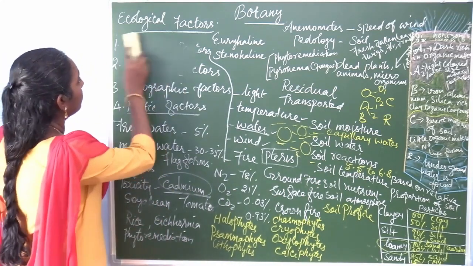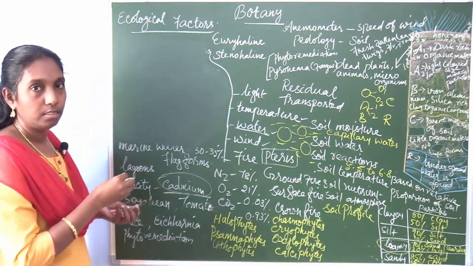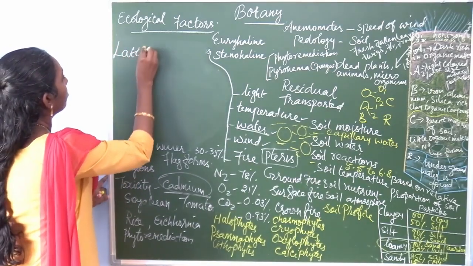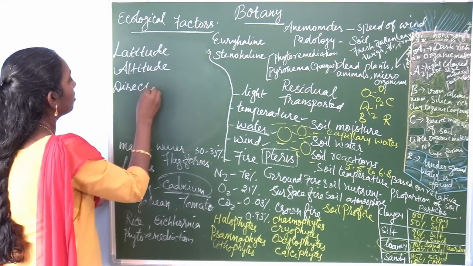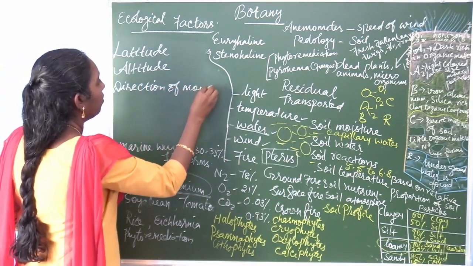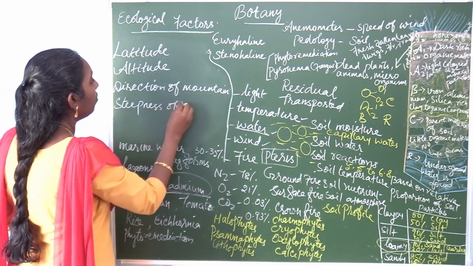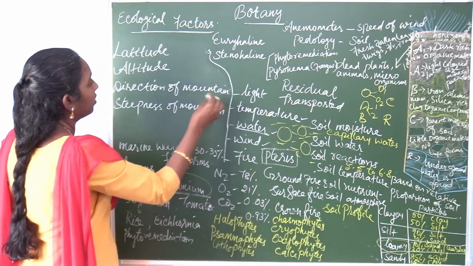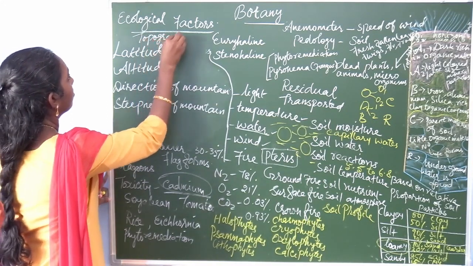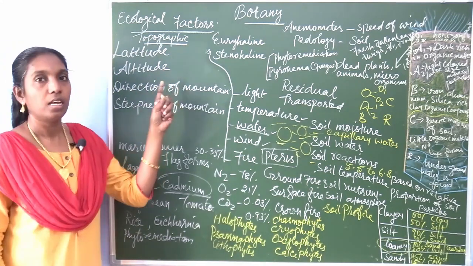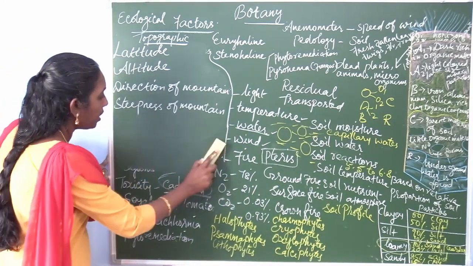These topographic factors mainly include latitude, altitude, direction of mountain and steepness of mountain. Based on these topographic factors, the vegetation varies.